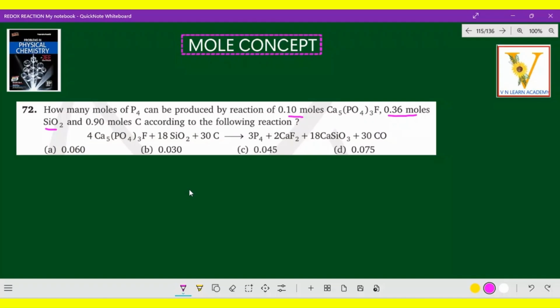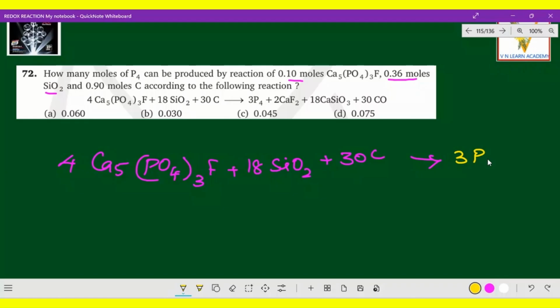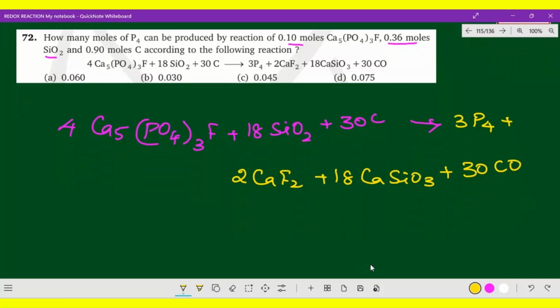Now come on, let us check the reaction. 4 moles of Ca5(PO4)3F plus 18 moles of silica and 30 moles of carbon can provide 3 moles of P4 and 2 moles of calcium fluoride plus 18 moles of calcium silicate (CaSiO3) plus 30 moles of carbon monoxide. Now let us check each thing: fluoroapatite, silica and carbon. We observe all that, and finally we can identify the limiting reagent also.